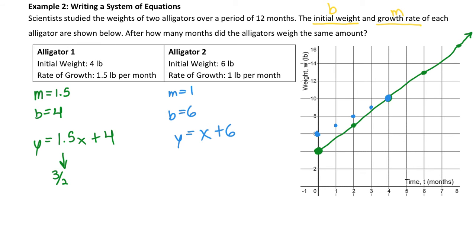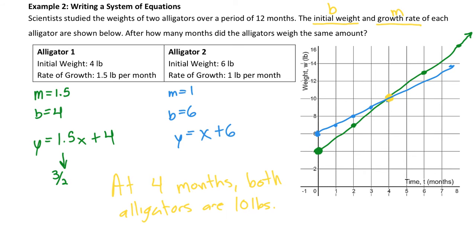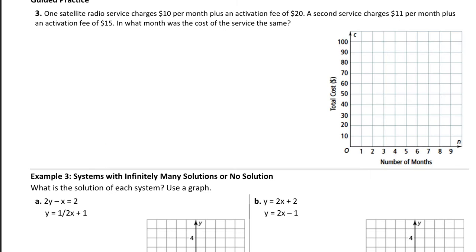So my intersection point is the point 4, 10. So what that means in the context of this problem is that at 4 months, both alligators are 10 pounds. So finding out that intersection point, and I'll finish drawing my line, but essentially that's how we figure out where two things have the same value. And we're going to use this in other applications later on.